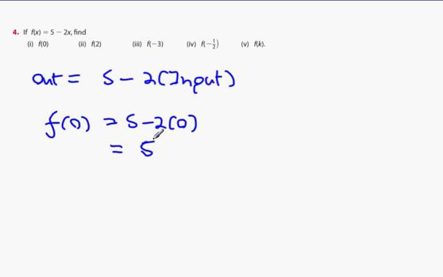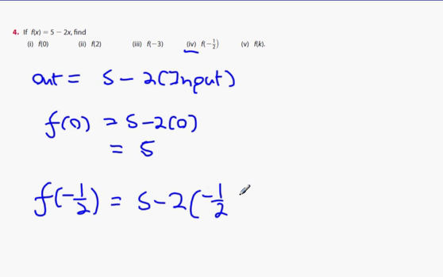It's easy, isn't it? And now I'm going to do part 4, f of minus a half. F of minus a half means the input is minus a half, the output therefore is 5 minus 2 times minus a half. 5, and minus 2 by minus a half is plus 1. The answer to that one is 6.